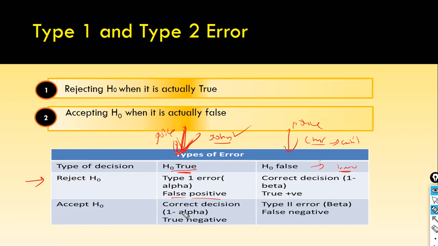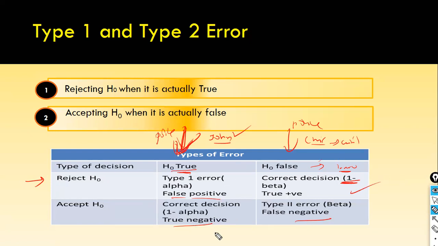But there are scenarios where you make the correct decision. That is called your true negative. And here, this is called your false negative, Type 2 error, sorry. The correct decision in this case: here, he is actually not a good person, hence you rejected the null hypothesis. You made the correct decision.